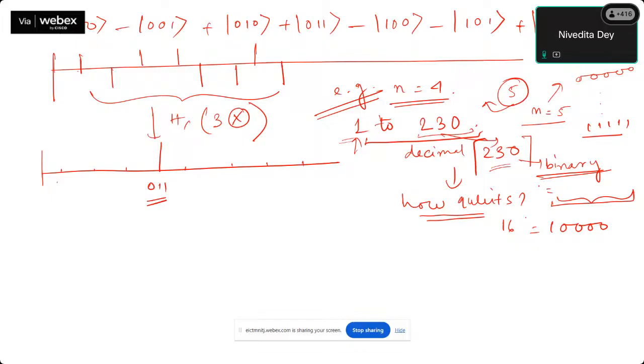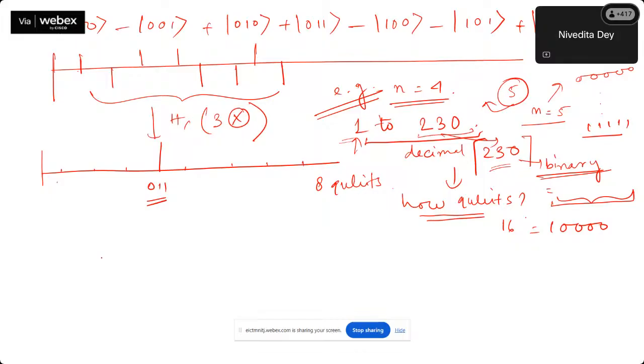I think for this you have to use 8, because 2 to the power 8 goes till 255, or eight ones. So that means you have to take 8 qubits. Initialize all the 8 qubits. But even if you do that, you have to feed all the 0 0 0 0 0 0 0 0 till 1 1 1 1 1 1 1 1 as your superposed state.